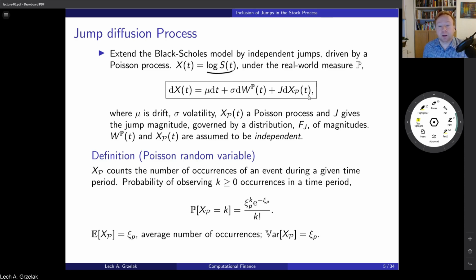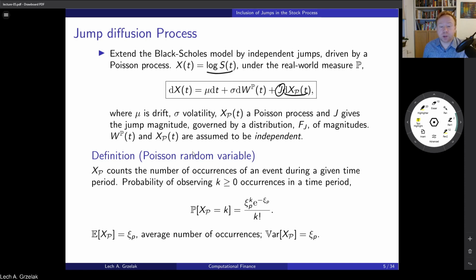Then we have a second process, dX_P(t). This is also a stochastic process, but it is not Brownian motion. It is a process which is, first of all, uncorrelated to Brownian motion, and it represents the number of times we have a jump. You can think of it as a counting process: at every time, you check whether there was a jump or not, and if the jump happens, it happens with this magnitude.